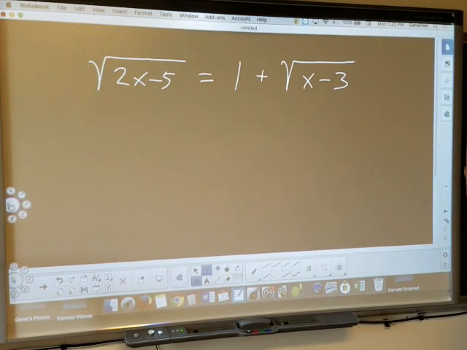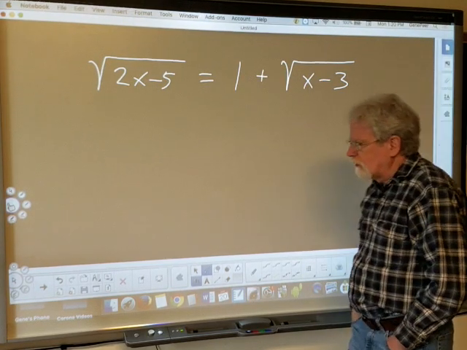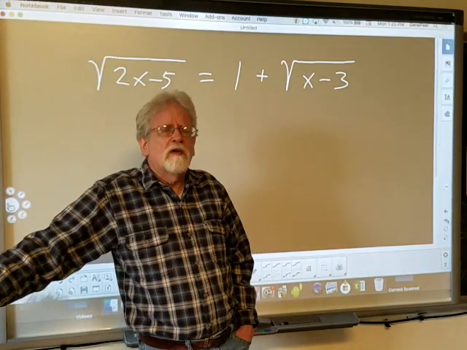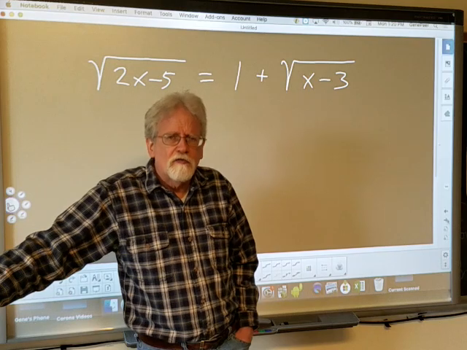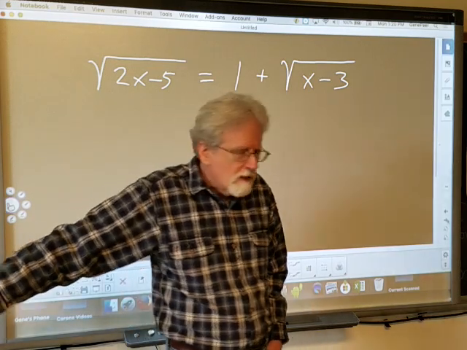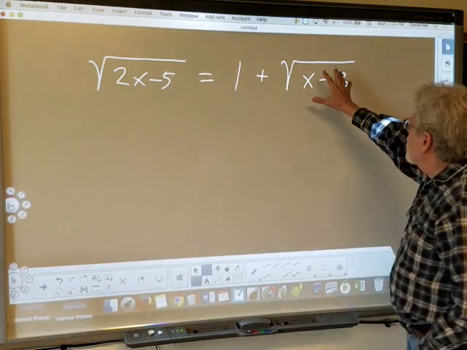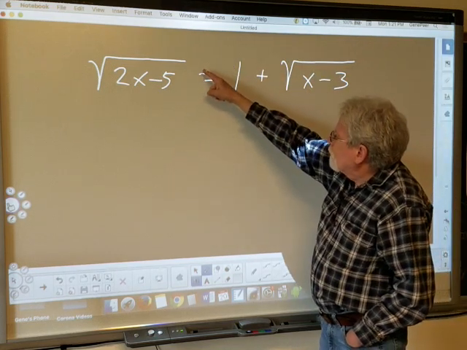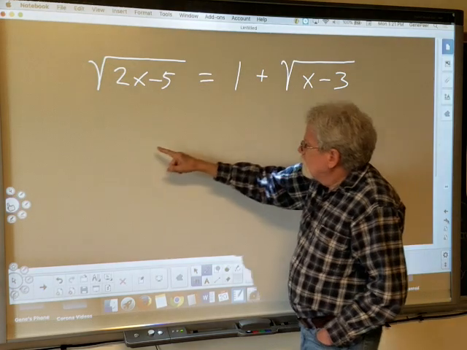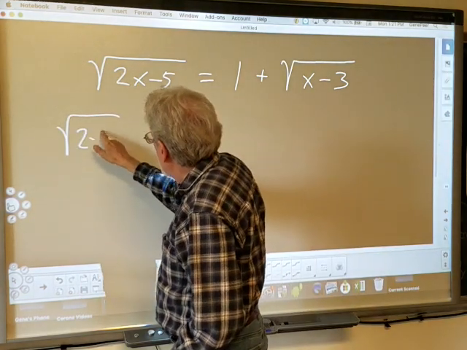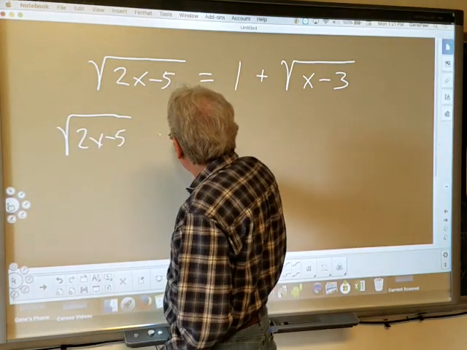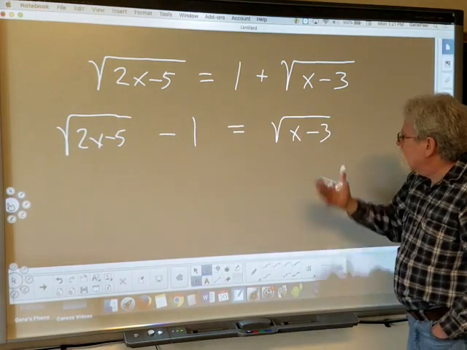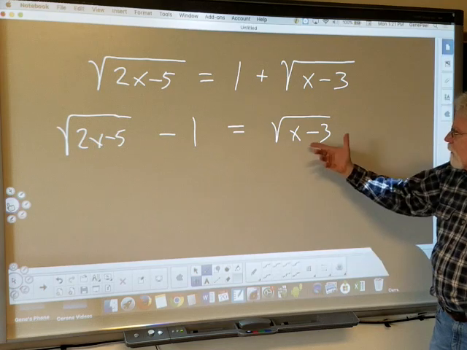All right. Let's see. This one is a bit different. I've said already that your strategy is to get the radical by itself. Well, to get this radical by itself, I would subtract 1. Then I would have a minus 1 over here, which would look like this. The square root of 2x minus 5, minus 1, equals the square root of x minus 3. Okay, we got the radical by itself.